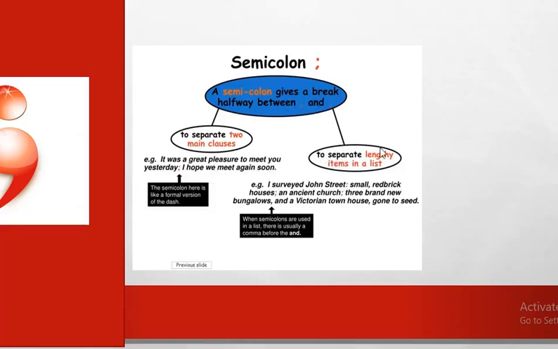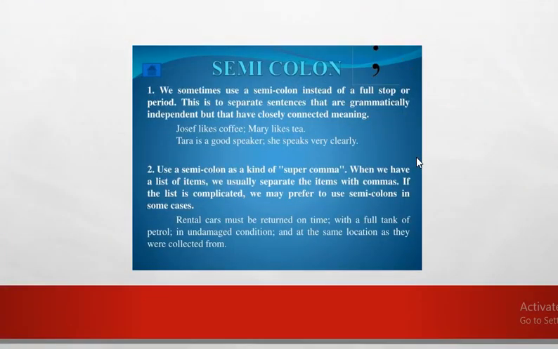A semicolon is used to separate lengthy items in a list. For example: I surveyed John Street; small red brick houses; an ancient church; three brand new bungalows; and a Victorian townhouse. We sometimes use a semicolon instead of a full stop or a period. This is to separate sentences that are grammatically independent but that have closely connected meaning. Joseph likes coffee; Mary likes tea.